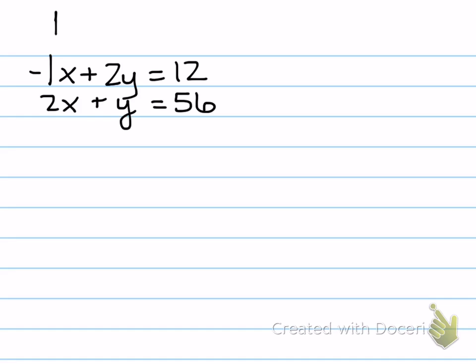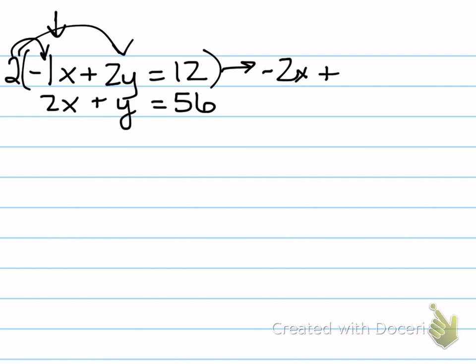Now in this case, I'm actually going to get rid of the x's since we already have a negative and a positive. The LCM would be 2. So we're going to double that first equation to create that negative 2x. 2 times 2y would give us 4y. And then on the other side, 2 times 12 gives us a 24.